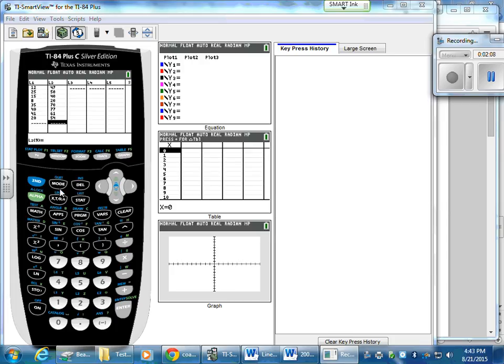So in order to get a correlation coefficient, I have to turn the diagnostics on in the calculator. And you only have to do it one time. If you clear your memory, you'd have to do it again.